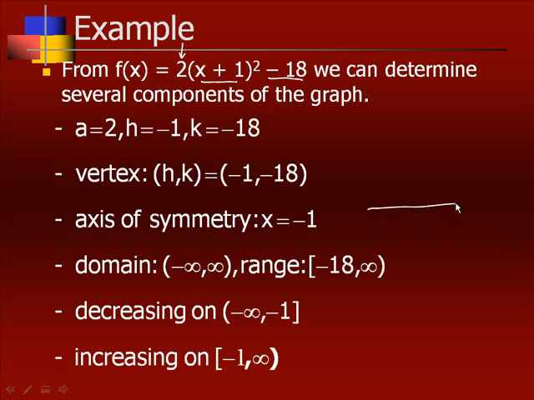Okay, the domain, if we look at the graph, the vertex is at (negative 1, negative 18). So if we put our parabola on there, the axis of symmetry is x equals negative 1. Now your range goes from negative 18 upward. It's decreasing as the graph goes down until it hits the vertex. So it's decreasing from negative infinity to negative 1, and it's increasing from negative 1 to infinity.